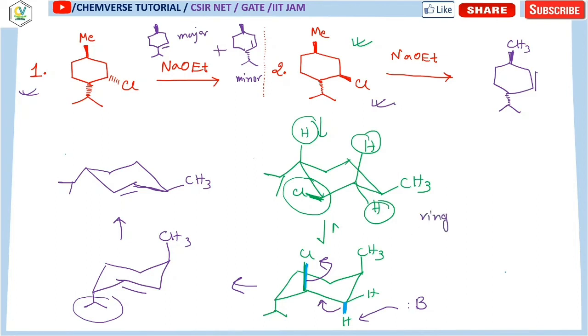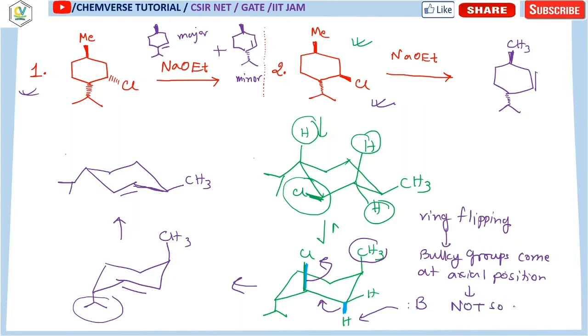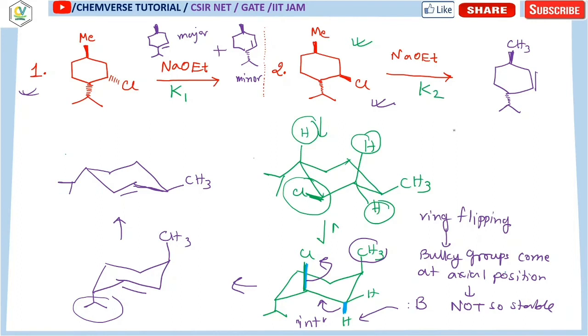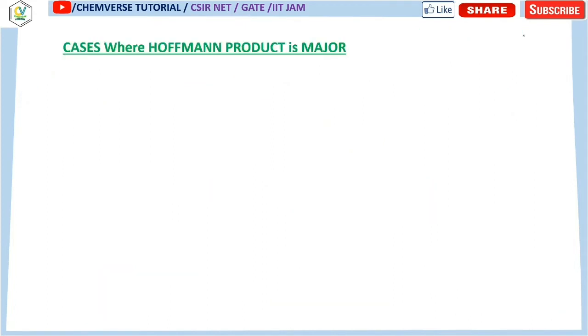Anyway, from this kind of structure we can see that in the second case there will be a ring flipping, and due to the ring flipping, all these bulky groups come to axial positions, and that is not so stable, although it is an intermediate. You can think of it as one kind of intermediate structure, but that intermediate is not that stable. That is why, if I designate the rate constant of the first reaction as K1 and that of the second reaction as K2, then obviously K1 is greater than K2. So this will be a slower reaction. Clear?